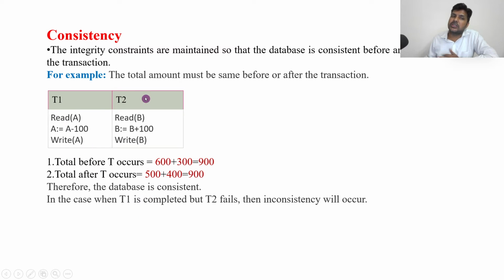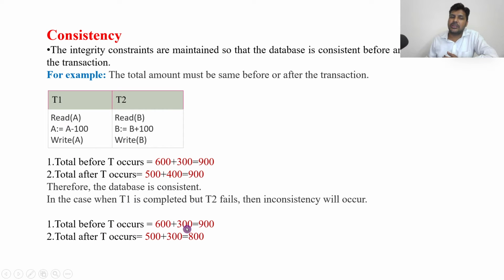If T1 succeeds and T2 fails, what happens? Then there is inconsistency. For example, 600 and 300. After the transaction, 100 has been deducted, but it was not added. That means the amount is deducted from A, but the amount is not added in B. Now there is a difference.